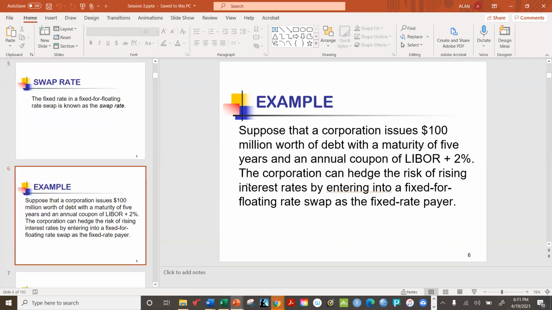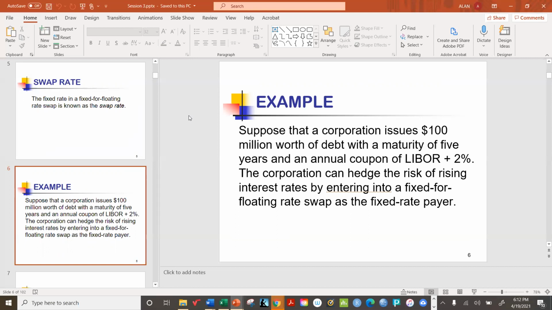All right, so anyway, here's an example. We have a corporation with $100 million worth of debt that has a 5-year maturity. The coupon on an annual basis is LIBOR plus 2%. Now, of course, what risk are they being exposed to? Well, they worry that interest rates will go up in the future, which means they'd have to pay a larger interest rate to the investors.